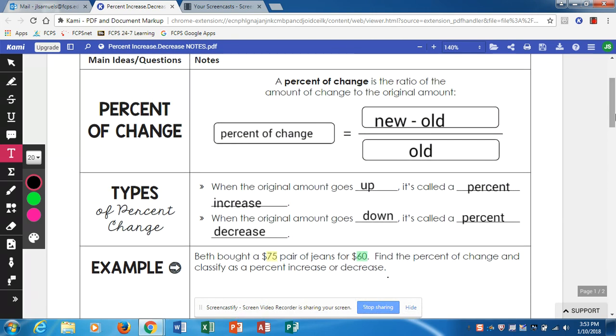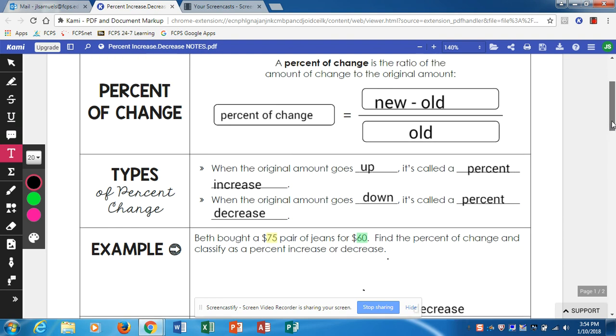So percent of change, when we're talking about percent of change, we can either have a percentage that increased or a percentage that decreased. Okay. So before we start that, I kind of jumped ahead of myself. We have a formula that we use for the percent of change. To find the percent of change, all we do is subtract the new amount minus the old amount, and we put that over the old amount. Okay, the old original amount. So new minus old over old.